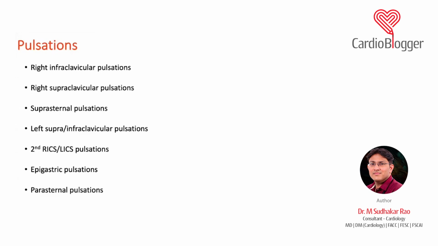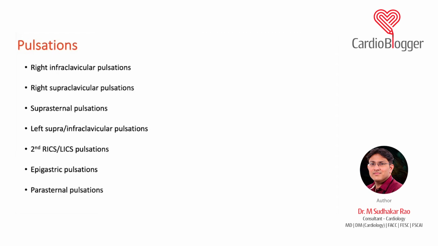Also in patients with TOF who have undergone a BT shunt. BT shunt is usually a subclavian to pulmonary artery shunt, which is a palliative shunt done in this condition. You may be able to find the right sternoclavicular pulsations. And also in cases of aortic aneurysm, like the ascending arch aneurysm, you may be able to see the right infraclavicular pulsation. So these are the conditions where you get the right sternoclavicular or infraclavicular pulsations.